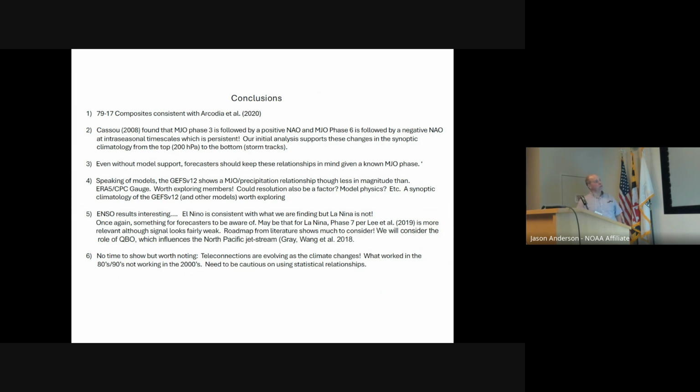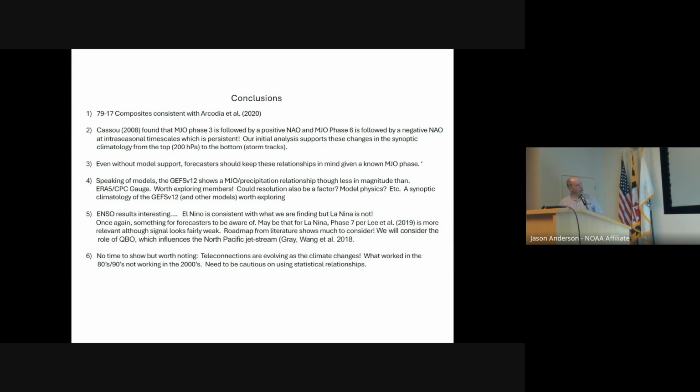The roadmap from the literature shows much to consider. This is where Dylan and I are going with this. We're going to consider the role of the QBO, which influences the North Pacific jet stream. We're also going to look at more model results, to see how the models have been doing, several models in fact, versus the reanalysis data. Something I showed before, but didn't have time to show here today.